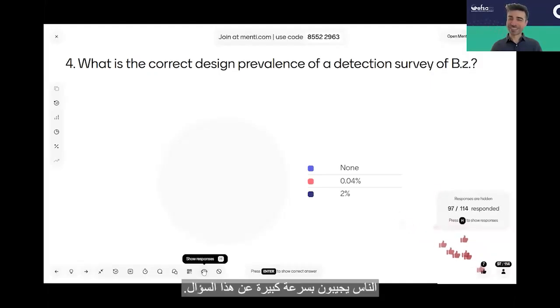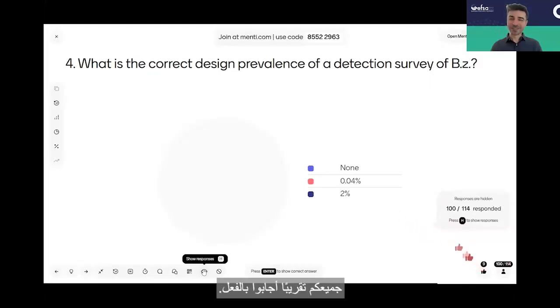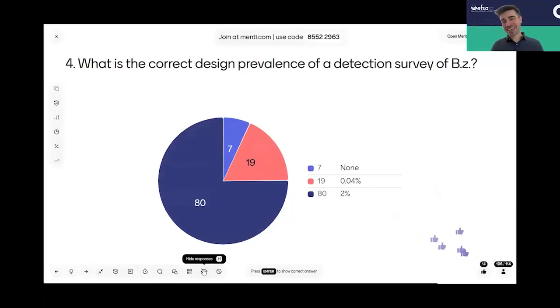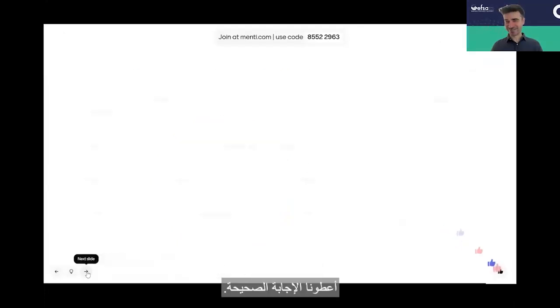People are answering really fast in this one. Almost all of you already answered. Okay, so most of you think it's option C, 2%. Let's see what the experts think about your answer. So Josep and Hans, please give us the correct answer.